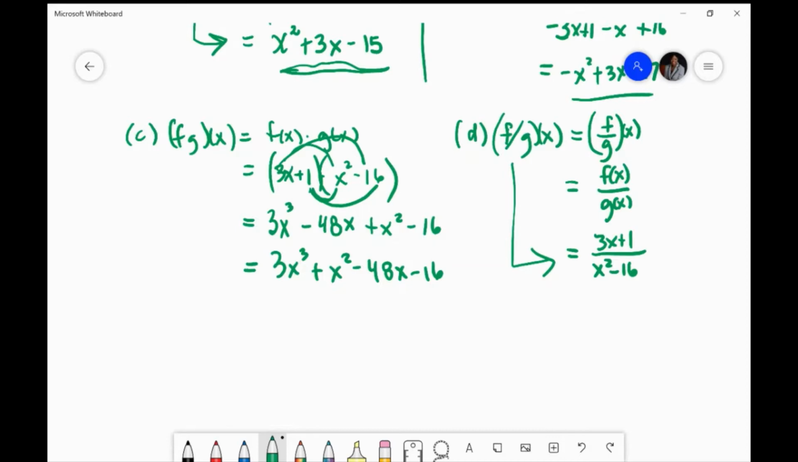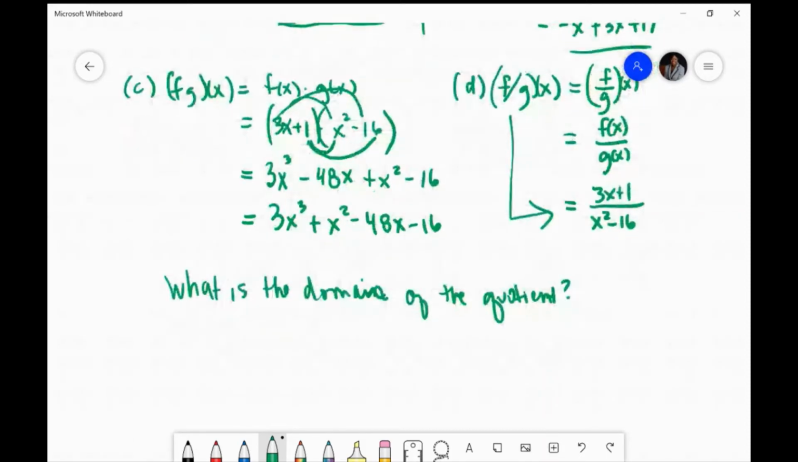Now, what if I ask, what is the domain of the quotient? What am I referring to when I say quotient? The answer, basically. The division problem. Answer of which one? A, B, C, or D? D. Yep. Anytime we're talking about quotient, we're talking about division. So we're trying to find the domain of this answer.